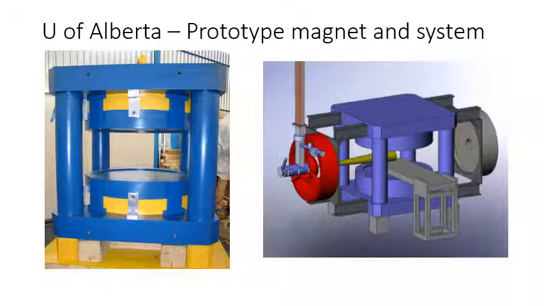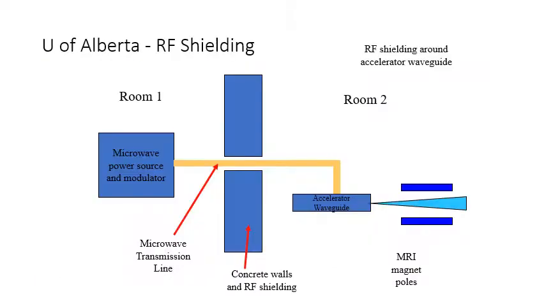This slide shows the first prototype MRI magnet and integrated system for the University of Alberta system. The linear accelerator is positioned in between the MRI poles, removing the mechanical interference between the 2 devices. This requires the 2 components to rotate together when the linear accelerator is rotated around the patient. The RF interference in the University of Alberta system is addressed by separating the microwave power source and modulator from the MRI and accelerator system and placing an RF isolation cage in between.